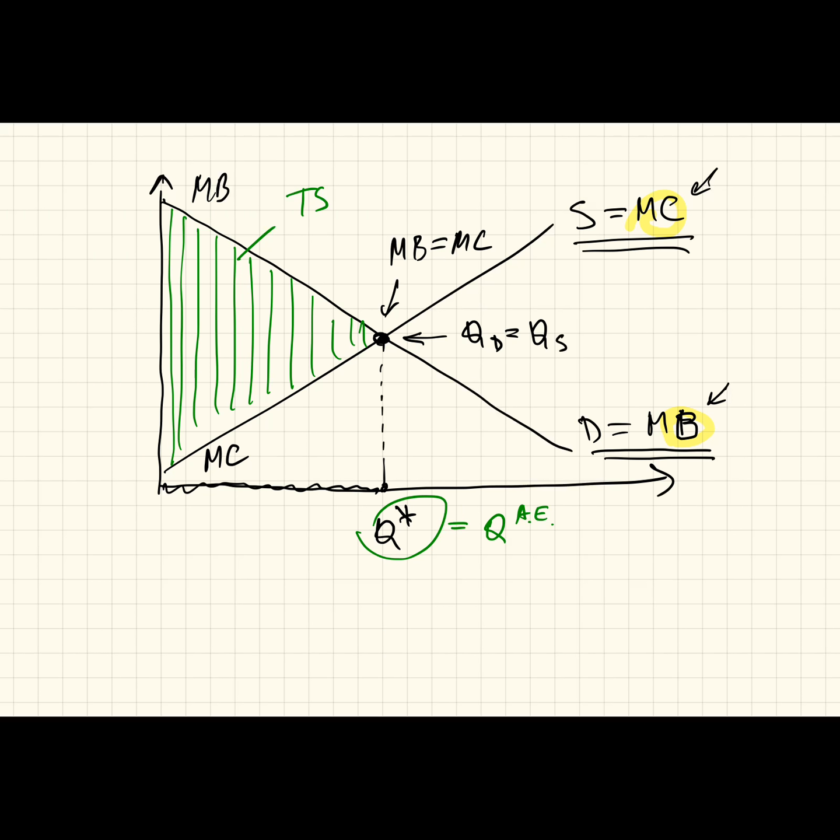We can also identify consumer surplus and producer surplus. To do that, you just need to split this large triangle for total surplus into two smaller triangles, following the market price. So the upper triangle is consumer surplus, and the lower triangle is producer surplus.